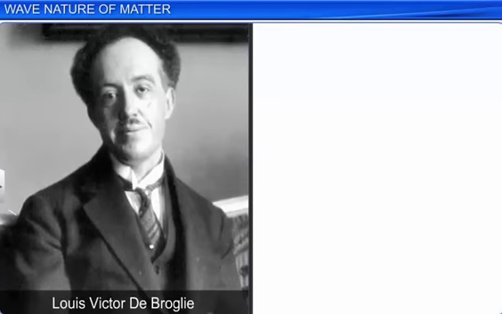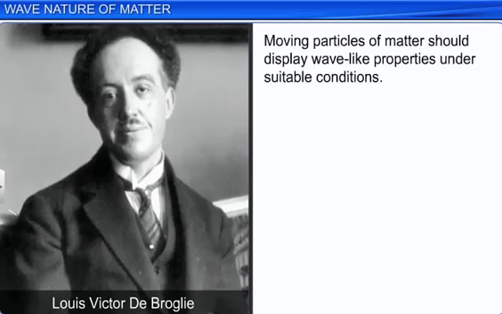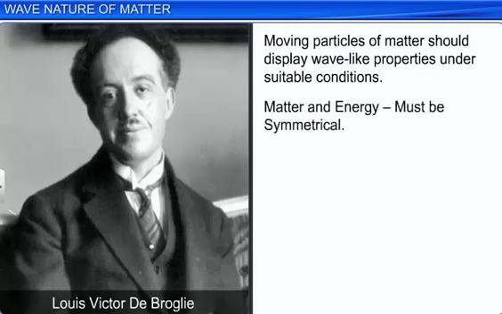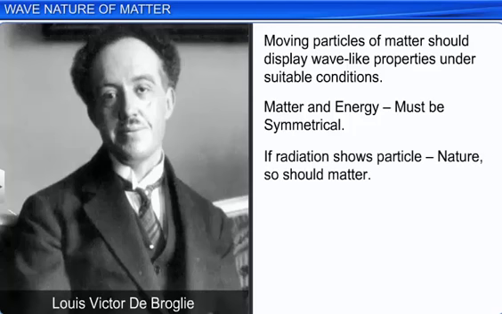De Broglie hypothesized that moving particles of matter display wave-like properties under suitable conditions. He reasoned that nature was symmetrical and that the two basic physical entities, matter and energy, must have symmetrical character. Hence, if radiation showed particle nature, so should matter.